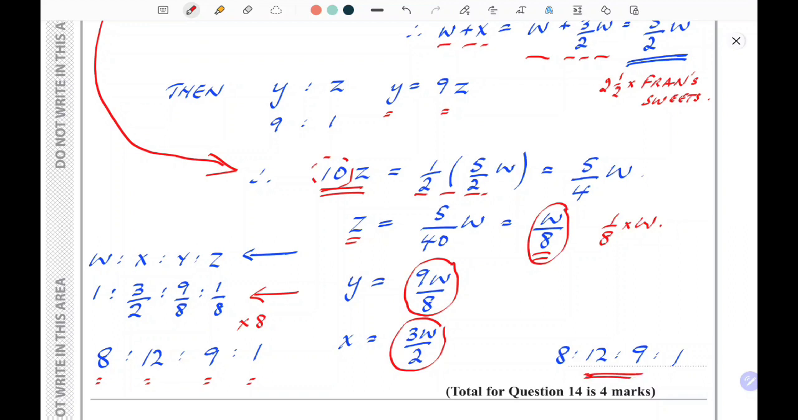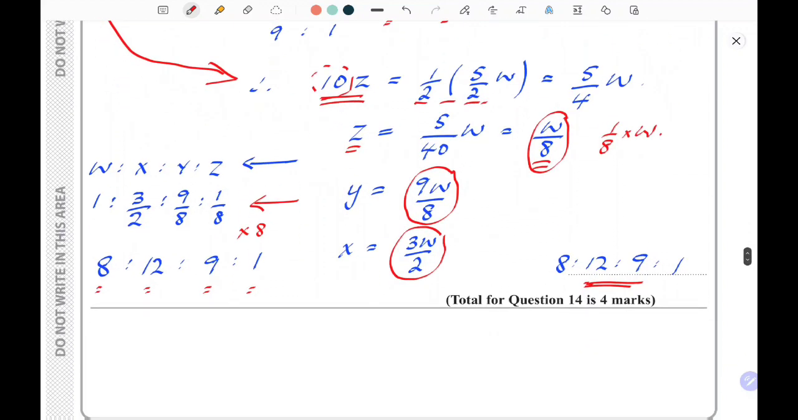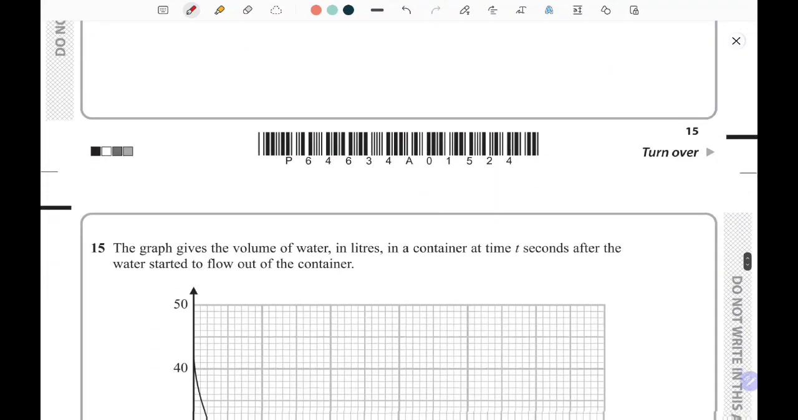Okay? That, I feel, is the most difficult one on this paper, really, in terms of putting all that information into some sort of a recognizable algebra form. Again, any questions, please feel free to leave that below in the comments.